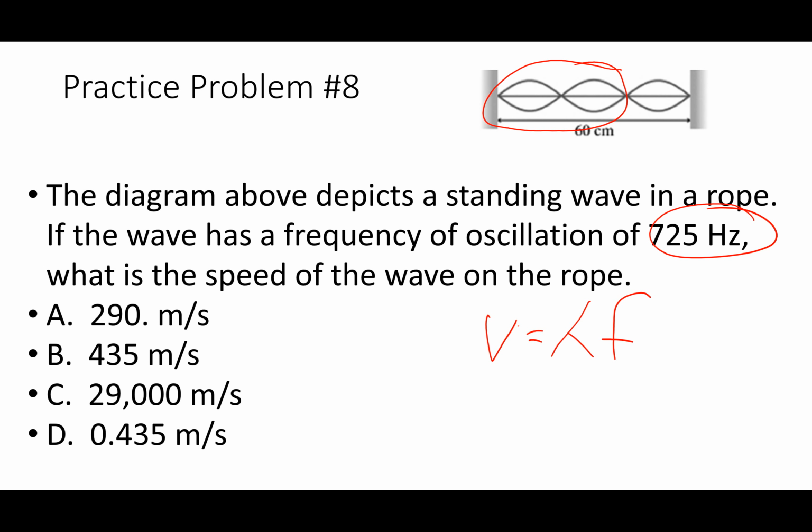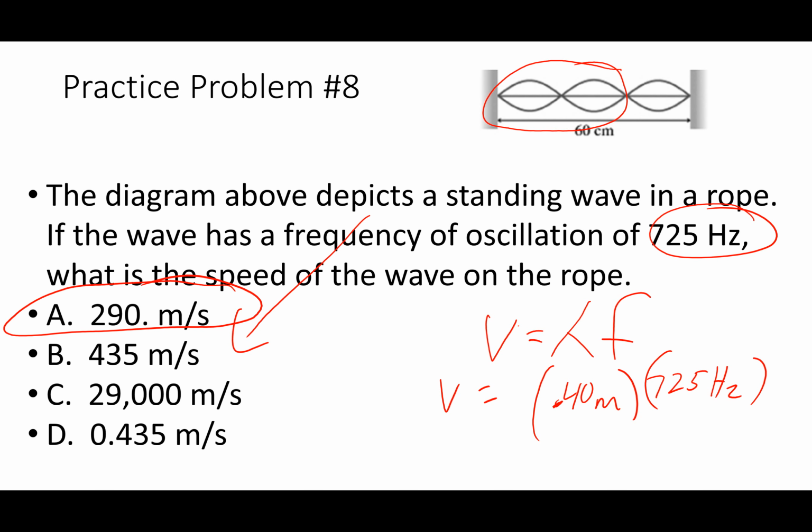But notice that all our speeds over here are in meters per second. So 40 centimeters is 0.40 meters times our frequency of 725 hertz. We multiply that out, and we end up with 290, and our units are going to be meters per second in this case. So 290 meters per second.